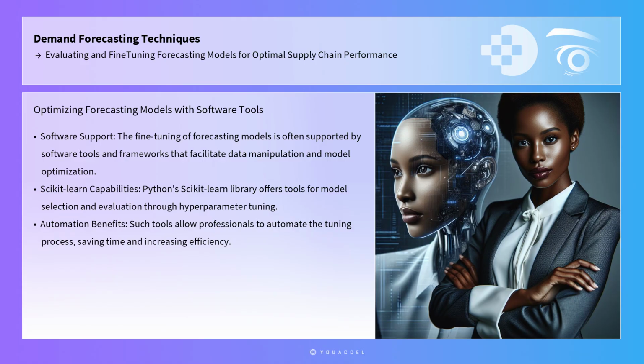In practice, the fine-tuning of forecasting models is often supported by software tools and frameworks that facilitate data manipulation and model optimization. Python's scikit-learn library, for example, offers a suite of tools for model selection and evaluation through hyperparameter tuning, which involves systematically adjusting the parameters of the forecasting model to identify the optimal configuration. Such tools allow professionals to automate the tuning process, saving time and increasing efficiency.